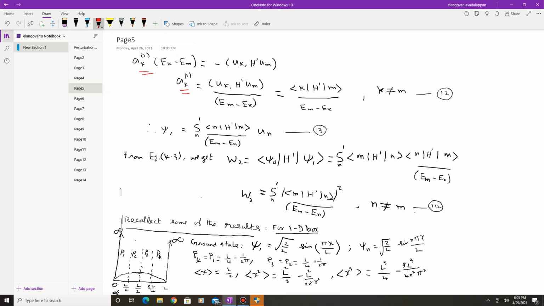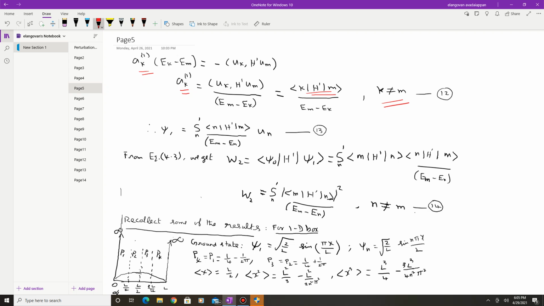So this is not the expectation value of h prime, this is k h prime m. Only when both the states are same, you can call this an expectation value, otherwise this is k h prime m divided by em minus ek, and here k should not be equal to m.